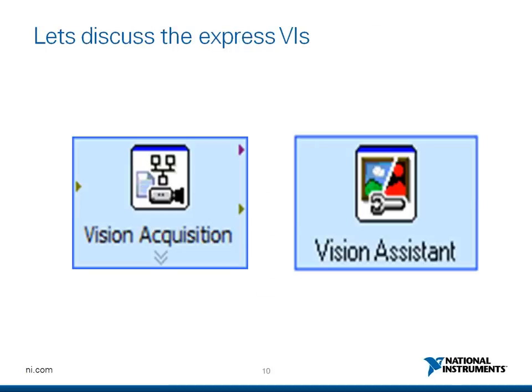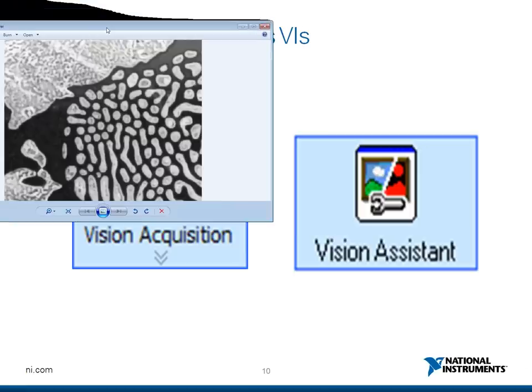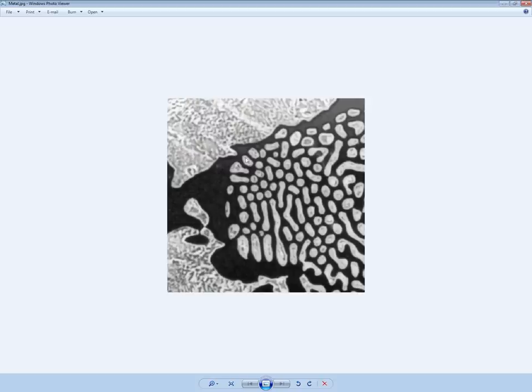Let's discuss the ExpressVIs. Before discussing this, I wanted to give you a brief analysis of what we are going to do. So this is a metal sheet, and these are the metal particles. What we are interested in is to analyze these circular metal particles. If you see, the image is not yet ready for image analysis.